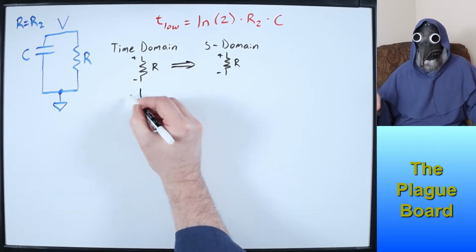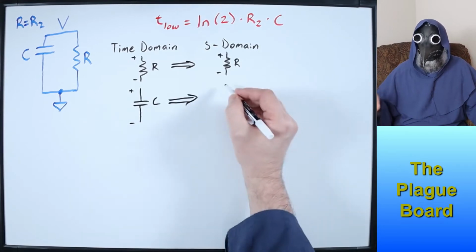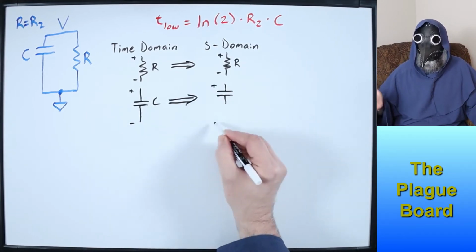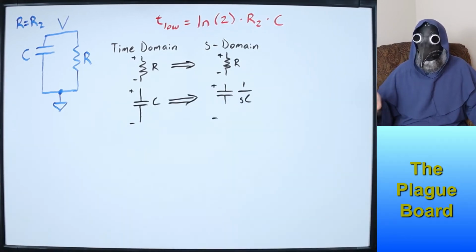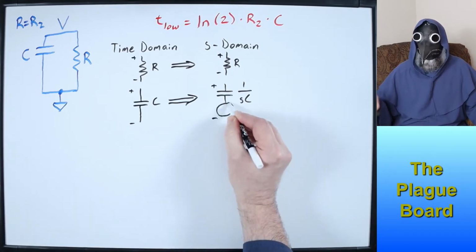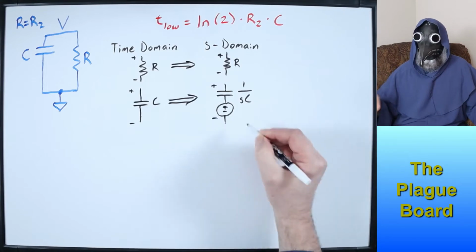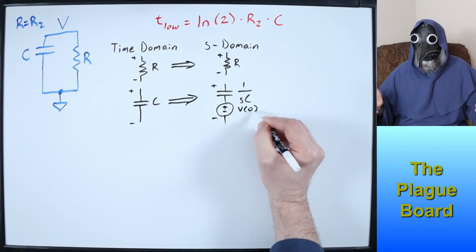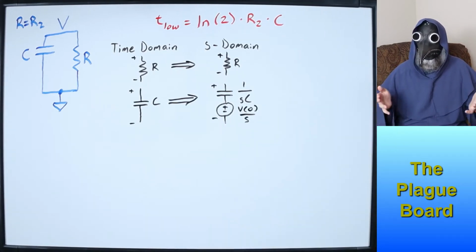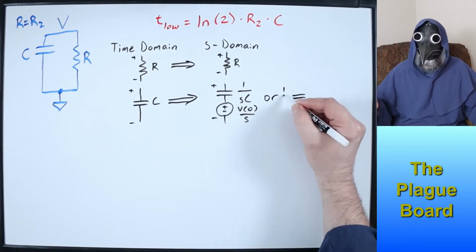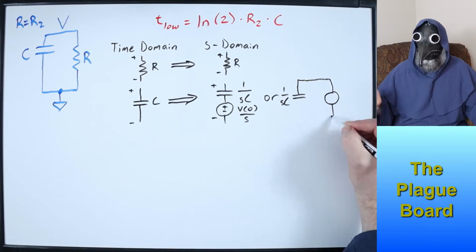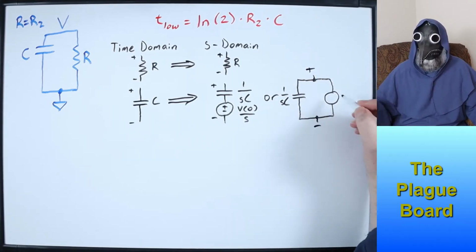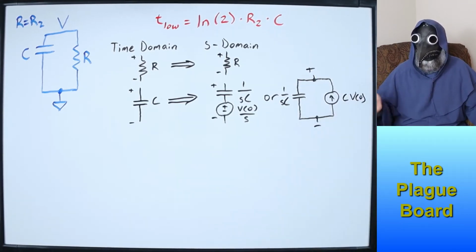Capacitors are represented by 1 over S times C in the S domain. This is its impedance. And if there is an initial voltage across it, we can represent that as a voltage source in series with a value of V of 0 over S. You could also represent the initial voltage as a current source in parallel with the value of C times V of 0. Pay attention to the polarities of these sources.